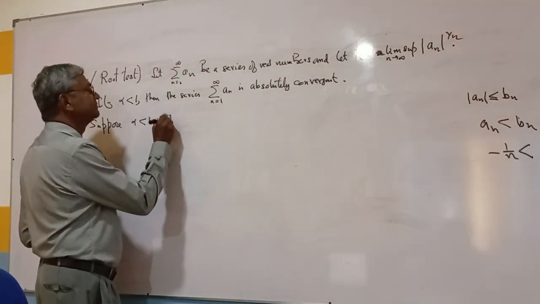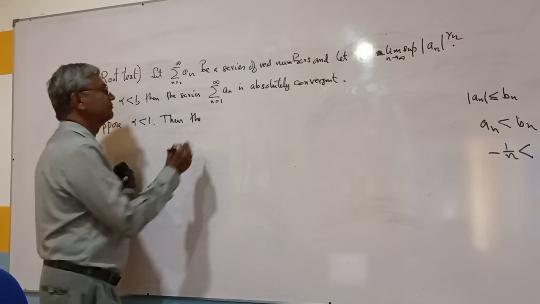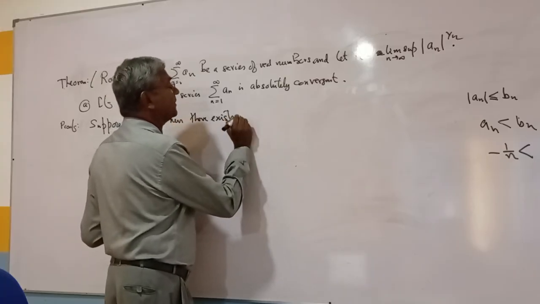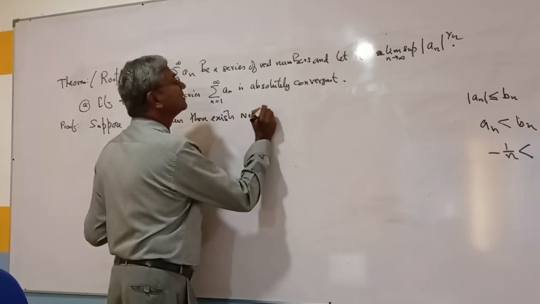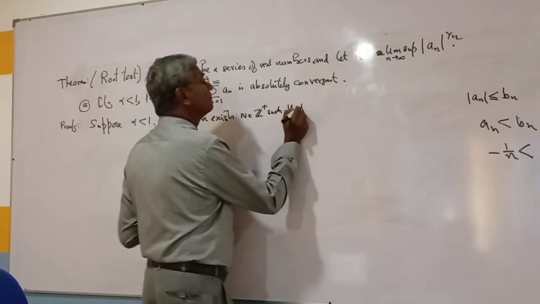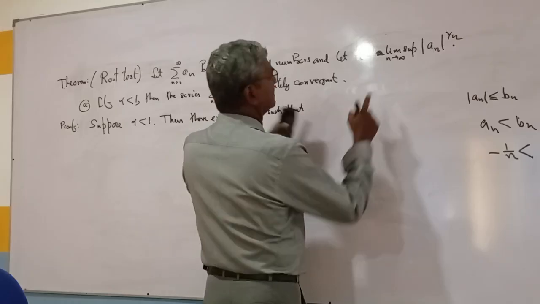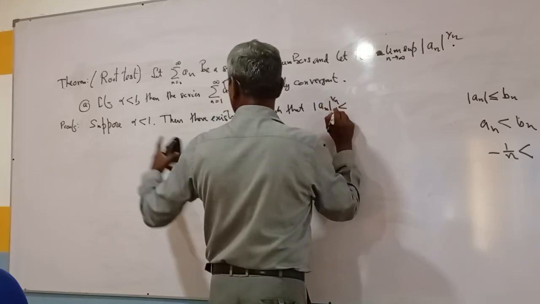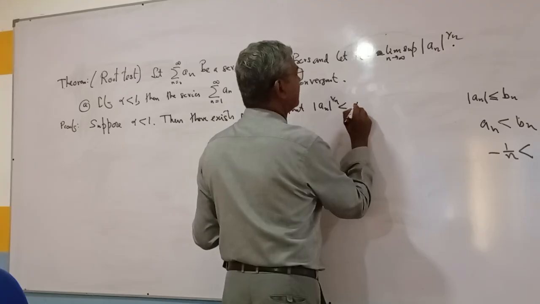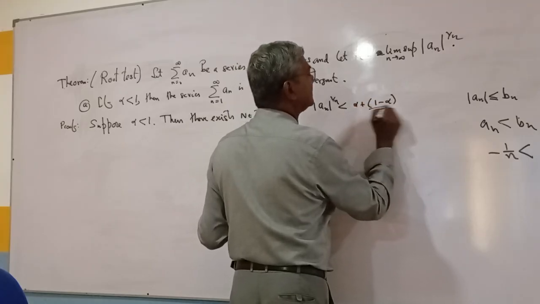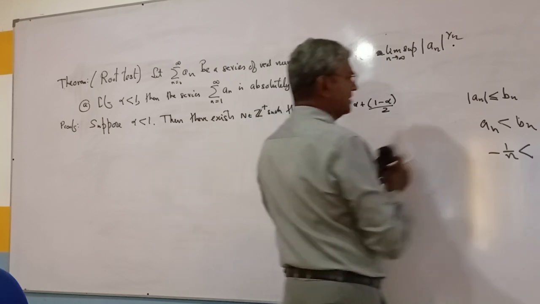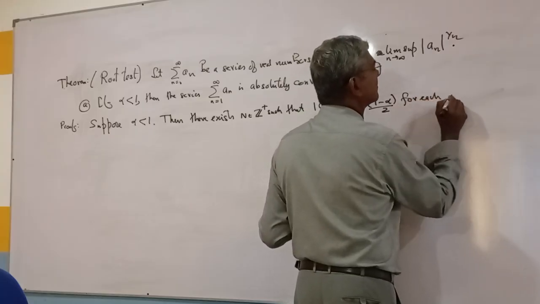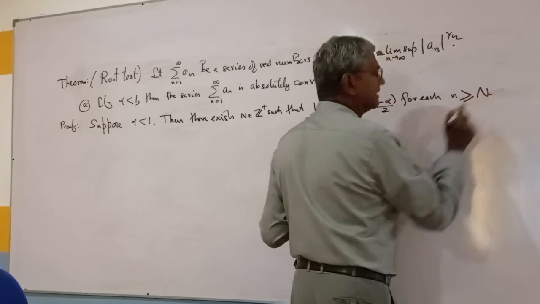Then I can say there exists some capital N belonging to Z plus such that |a_n| to the 1 over n is strictly less than alpha plus (1 minus alpha) divided by 2 for each n greater than or equal to N. Whatever, it doesn't matter. Like this.